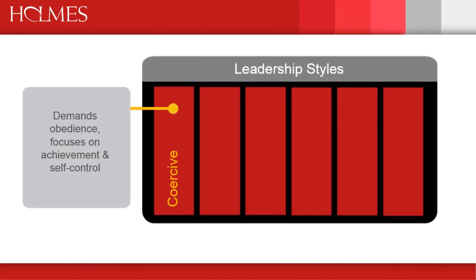A coercive leader demands instantaneous obedience and focuses on achievement, initiative and self-control. Although this style can be very effective during times of crisis or during a turnaround, it may at times create a negative climate for organisational performance.